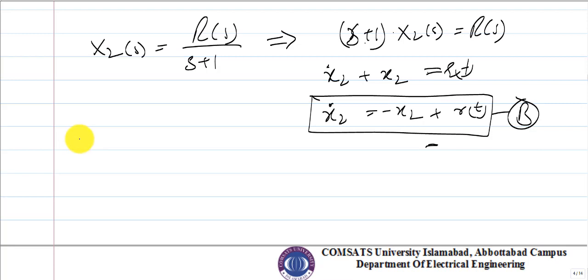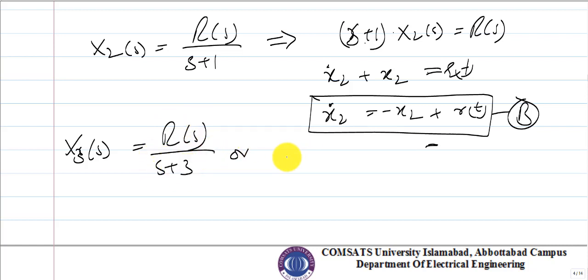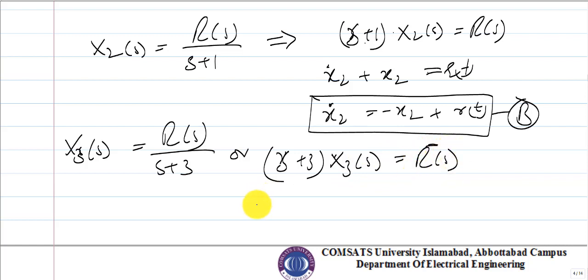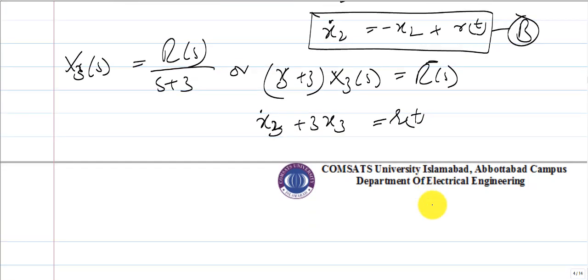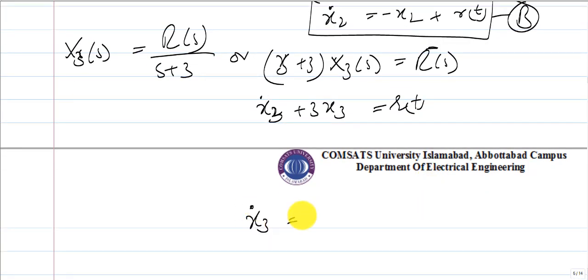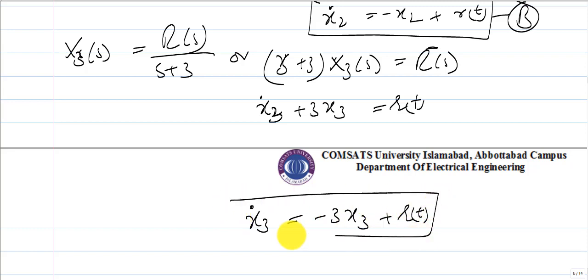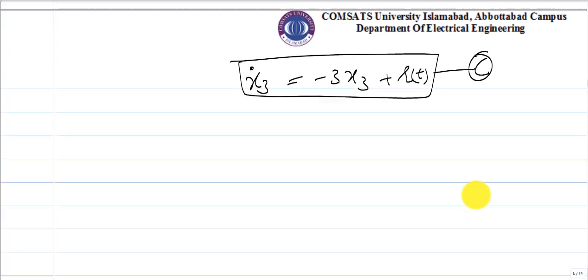Now from the third, X3 of s, which is R of s over s plus 3. We can write it as s plus 3 into X3 of s, which is equal to R of s. Taking the inverse Laplace transform, it will be X3 dot plus 3 times X3 is equal to R of t, or we can write it as X3 dot is equal to minus 3 X3 plus R of t. So from these A, B, C equations, we can write down the state equation.